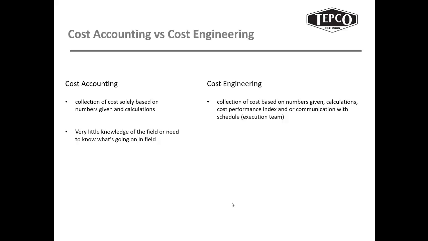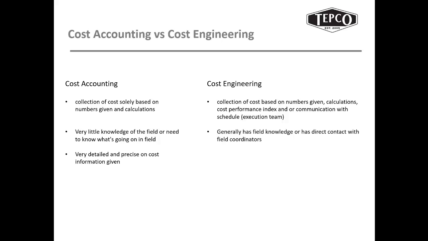In saying that, a cost accountant may have very little or even no knowledge of the field, but be very, very good with the numbers. A cost engineer generally has knowledge of the field, but if they don't, they have direct contact with the field. That's why we see a lot of cost teams set up and mobilized on site once execution starts, or even during the preparation through closeout.